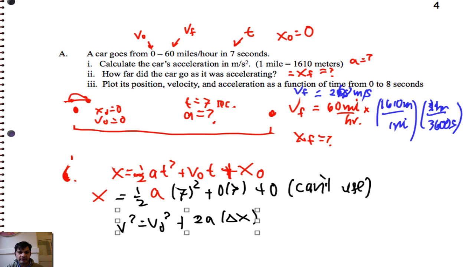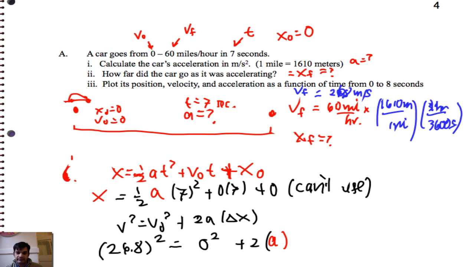So I guess it doesn't let me do that. So now let's go ahead and plug in our numbers. Given what we have here, we have 26.8 squared equals 0 squared plus 2 times our unknown acceleration times our displacement, which is x unknown minus 0.